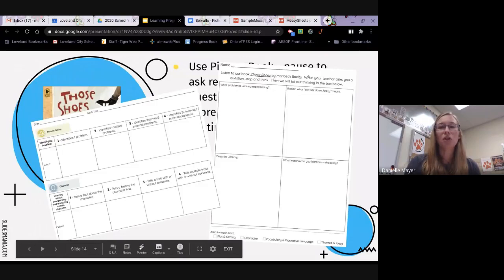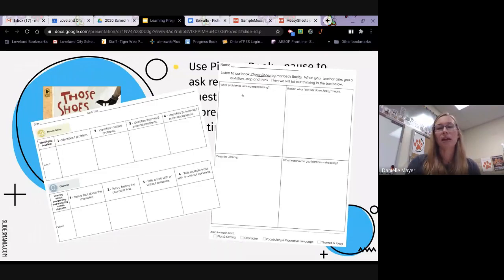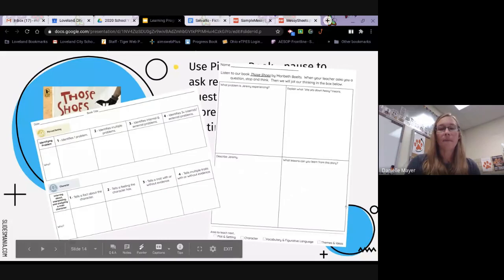And she reads Those Shoes, and then she pauses to ask a question about a problem, and she gives kids time to write, and then a vocabulary question and then a describing character question, and then a lesson or a moral. And then you'll notice that at the bottom of her form, which I had retyped just so I could use it, is a box where you can check what do we need to teach next to this child.